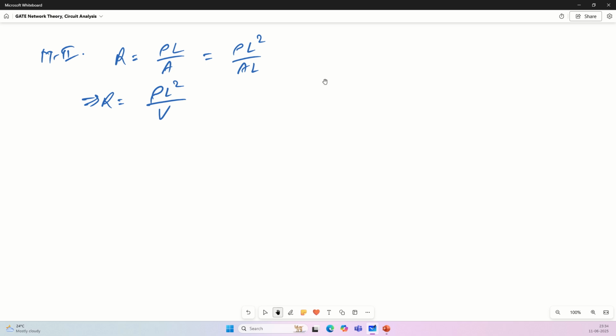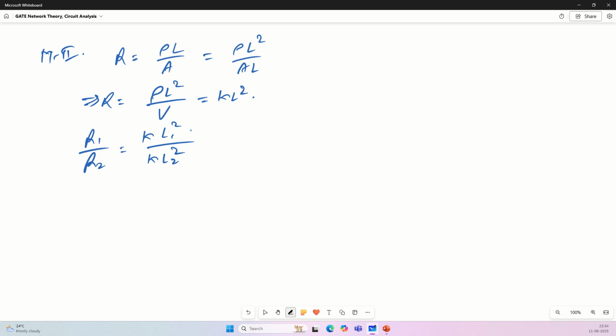So what is constant here? I can see for the given element my rho and V both are constant. So I can write it as some constant K times L square. So that is my original resistance. Now what will be my new resistance? So let us say my R1 by R2 is nothing but K will remain same because it is a constant. So I will have K L1 square by K L2 square.